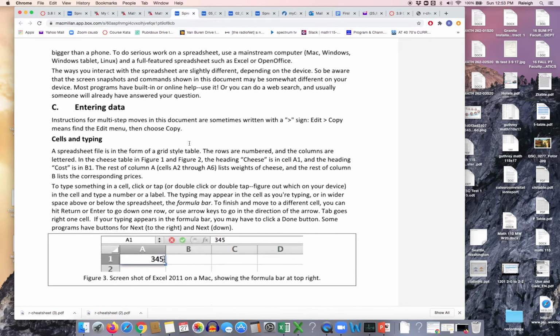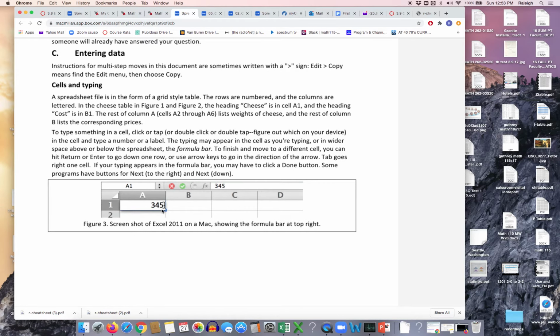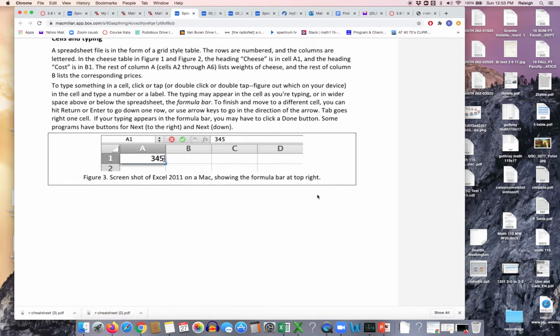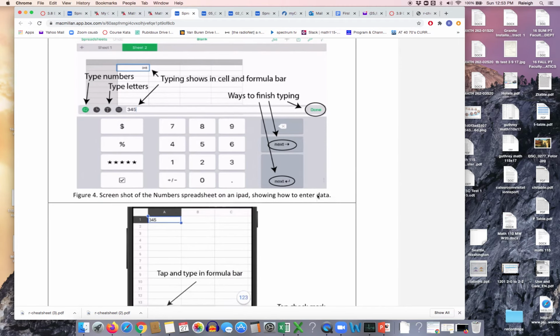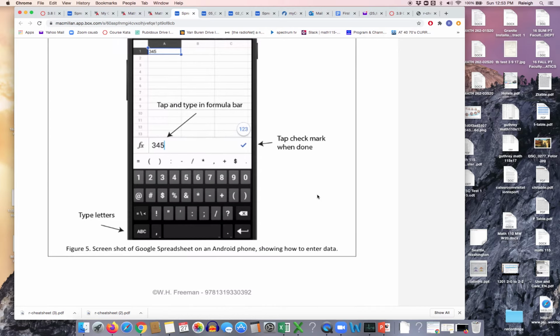But anyway, entering data, this is what we showed you before. You type in the number like 345 and it'll show you up here. And that was just a number. You didn't need an equal sign for that. I guess it wouldn't hurt, but it's just a plain old constant number. They're not going to worry about that. And here's something for a tablet, so I'll let you look at that yourself. I'm not going to cover that now.